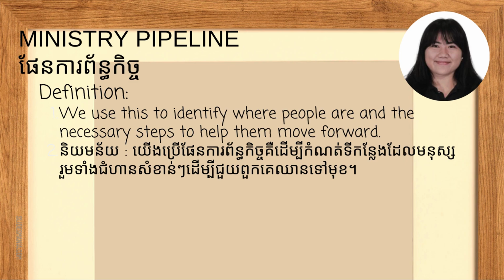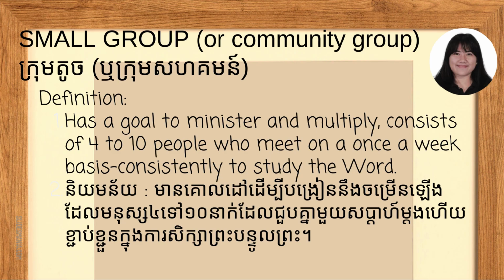Next is the ministry pipeline. We use this to identify where people are and the necessary steps to help them move forward. And the last one, small group. It has a goal to minister and multiply. It consists of 4 to 10 people who meet once a week consistently to study the word.